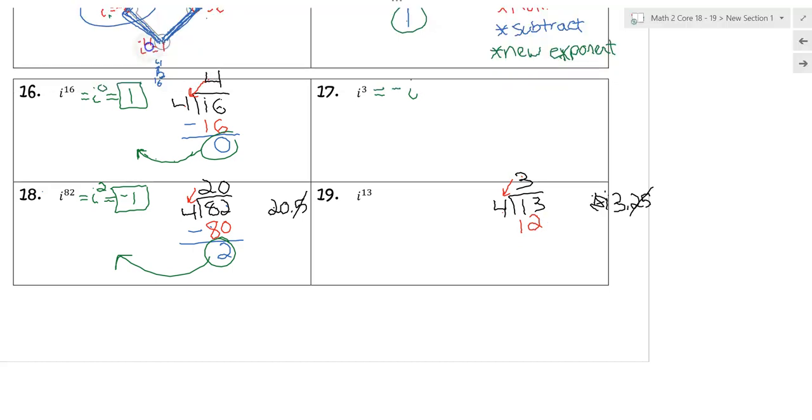Our next step is to subtract. We get 1. And so that is our new exponent. So it equals i to the first, which is just i. The biggest mistake students make in these ones is saying i to the 13th equals 1, because that's what they get here. Or i to the 82nd equals 2. That is incorrect, right? This is your new exponent on i. So that's the biggest thing to remember. Otherwise, that's it. Go ahead and work on your activity.